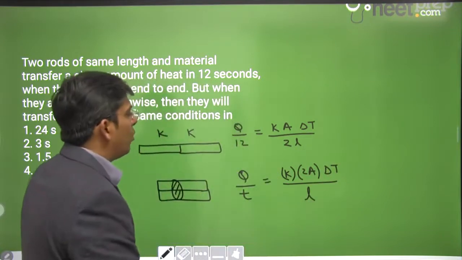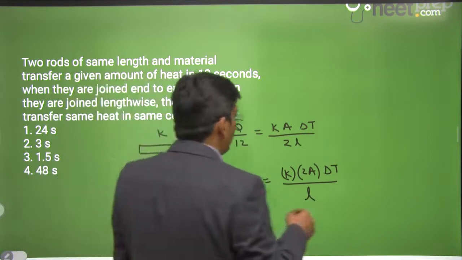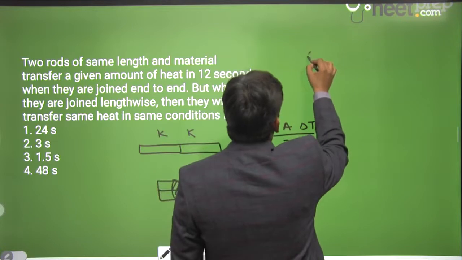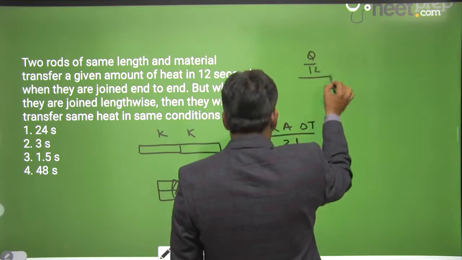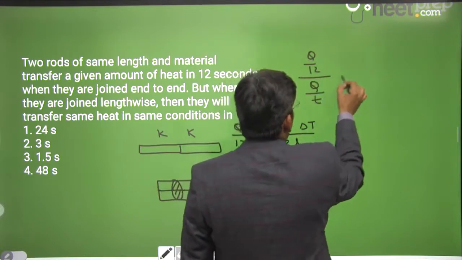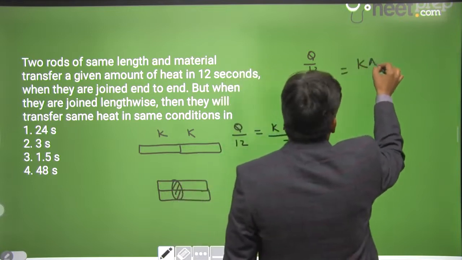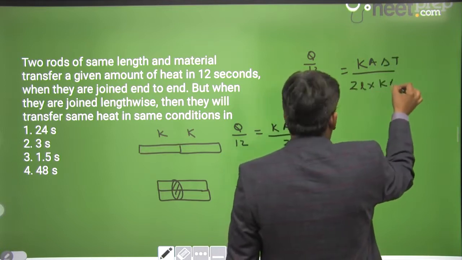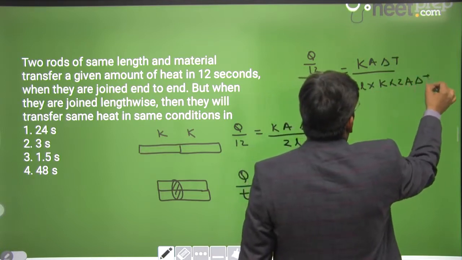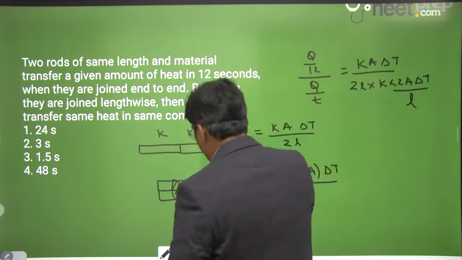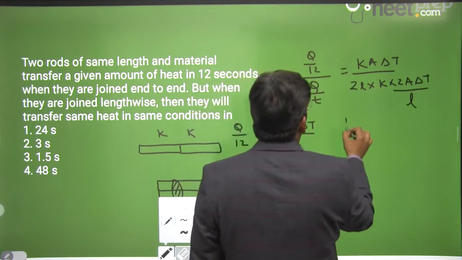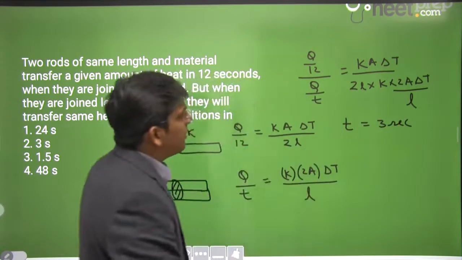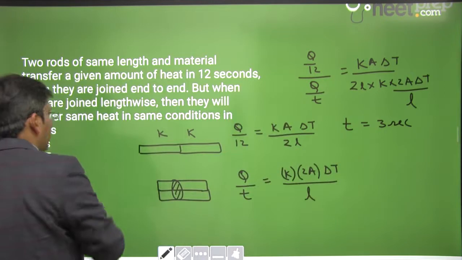So just equate the value of Q, or you can divide the values, you will get the answer. So this Q by 12 divided by Q by T is equal to K A delta T divided by 2L into K into 2A into delta T divided by length, dear students, right? So I suppose T is going to be 3 seconds. I think the answer is going to be 3 seconds. Yes, right, dear students?